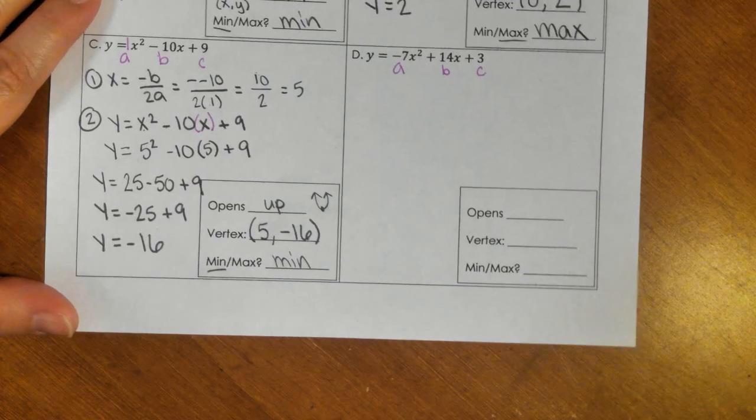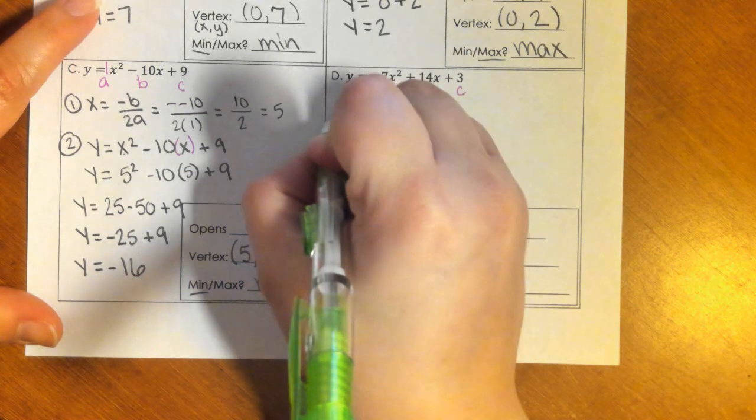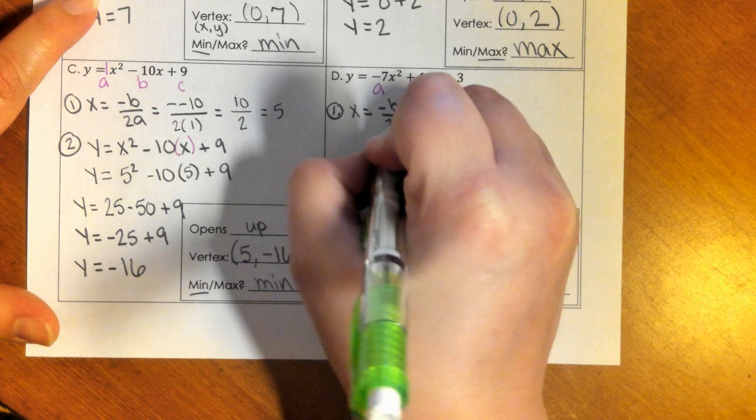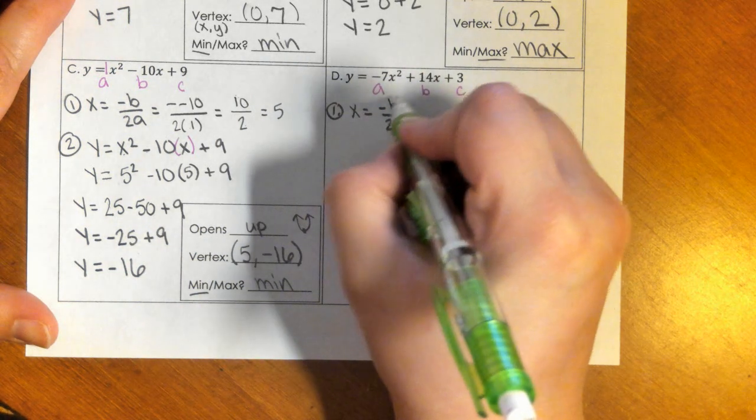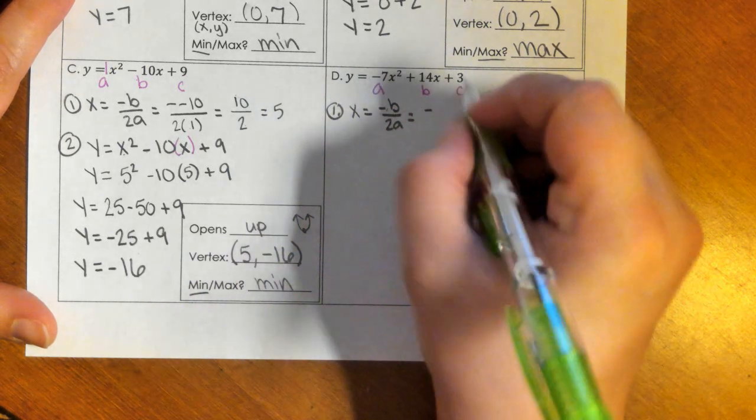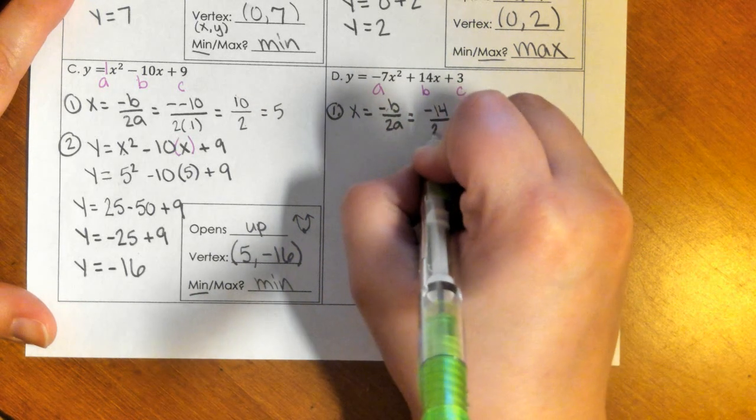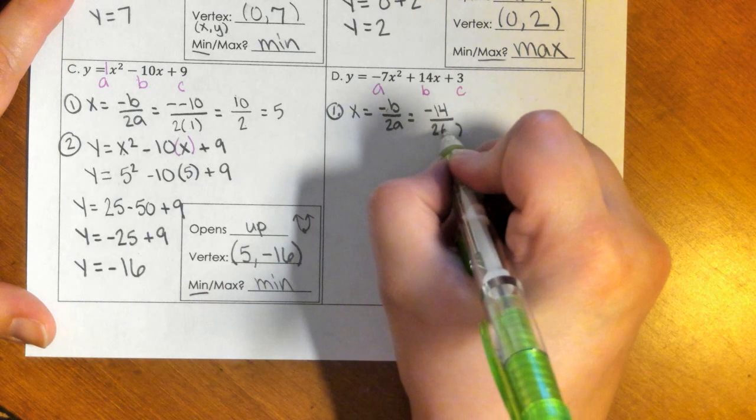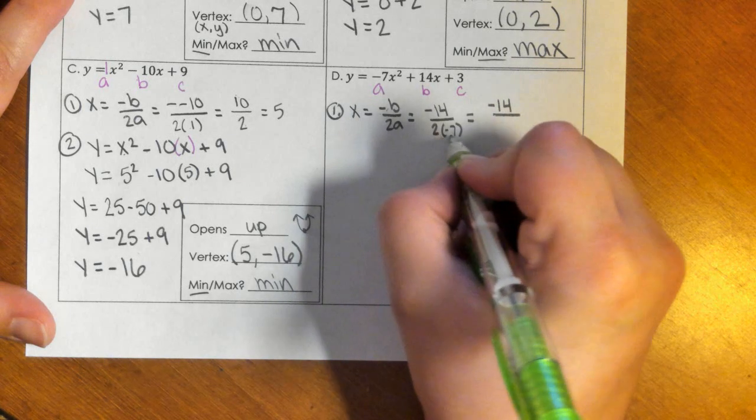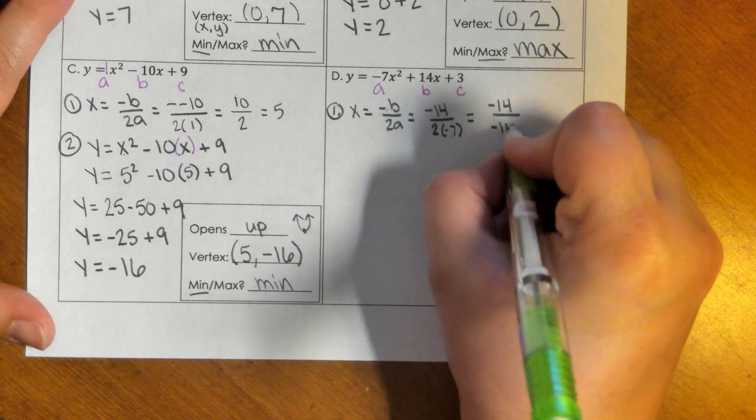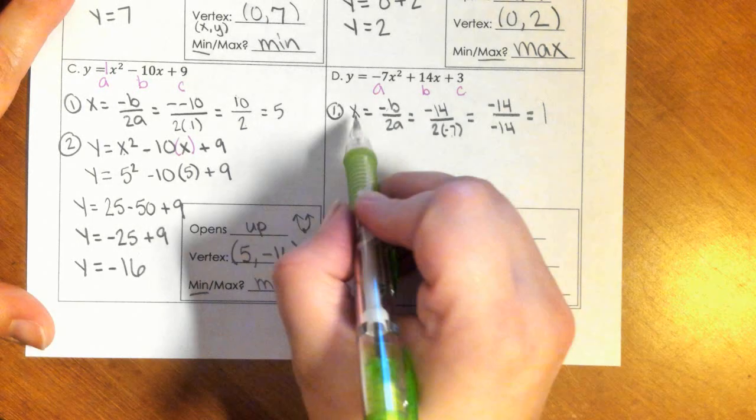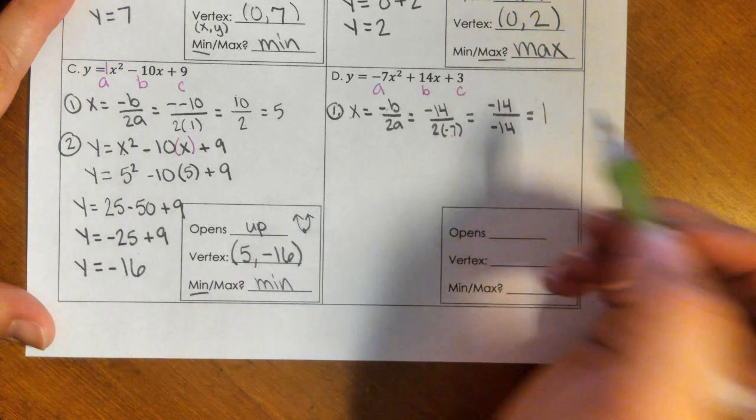Okay, in letter D, write out your formula. So 14 goes into negative b. So I have a negative from the formula, and b is 14. 2 times a, which is negative 7. So this gives me negative 14. Multiply, I get negative 14 again. Divide, I get a positive 1. So that means that x is 1.